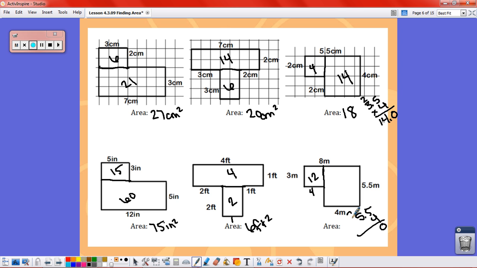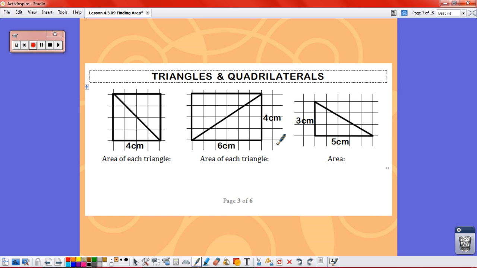It's 20, 22. And when I put those together, I get 34 meters squared. And that's composite shapes.